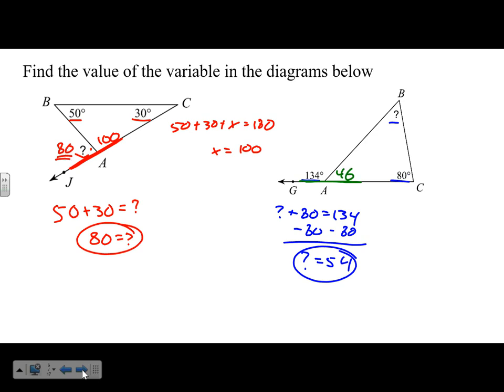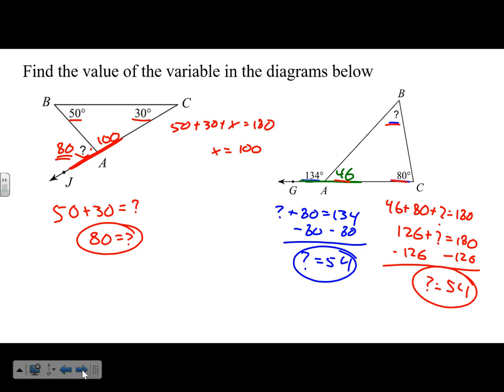Well, now again, I know 46 plus 80 plus this question mark have to add up to be 180. So 46 plus 80 is 126. Subtract 126, and getting 54. So it doesn't matter which way you do it. This way is just way longer. It takes a lot more work, and that's why we found out this exterior angle theorem.